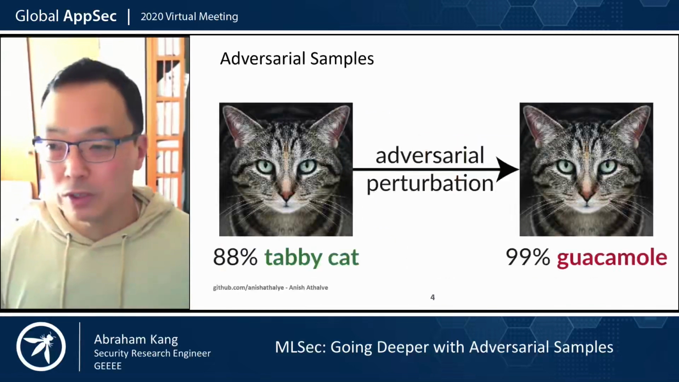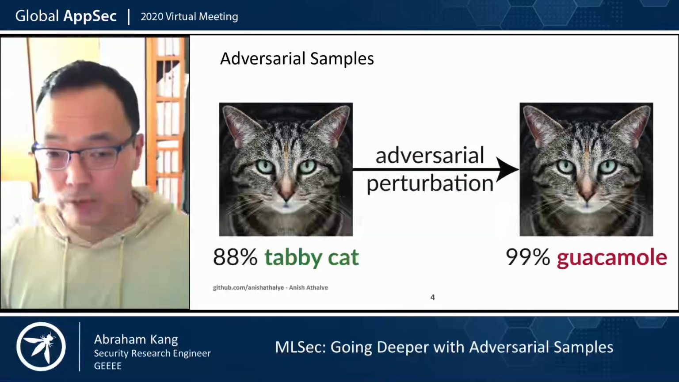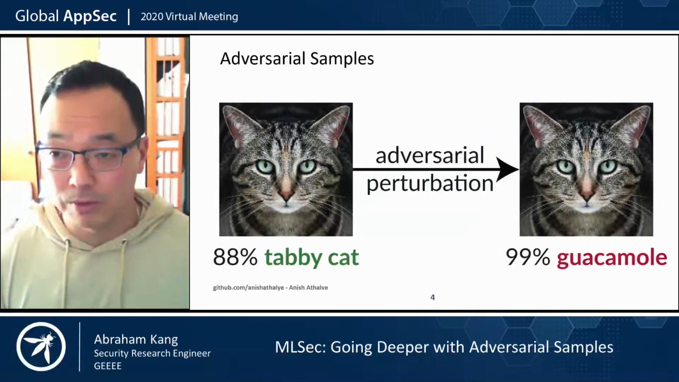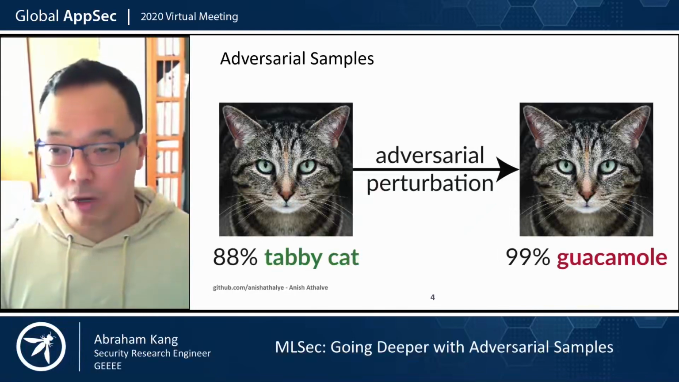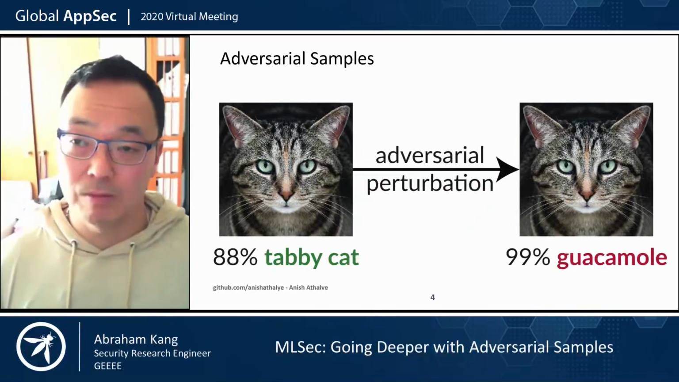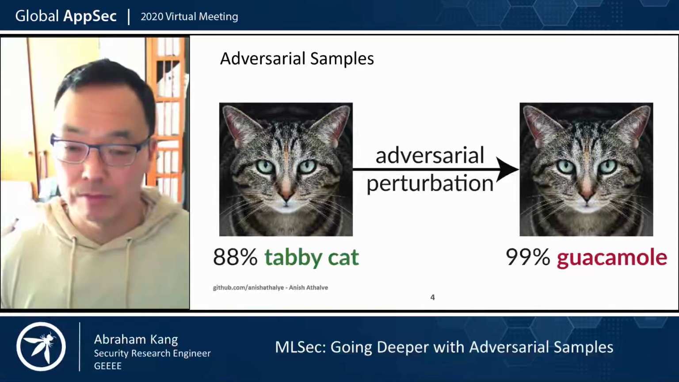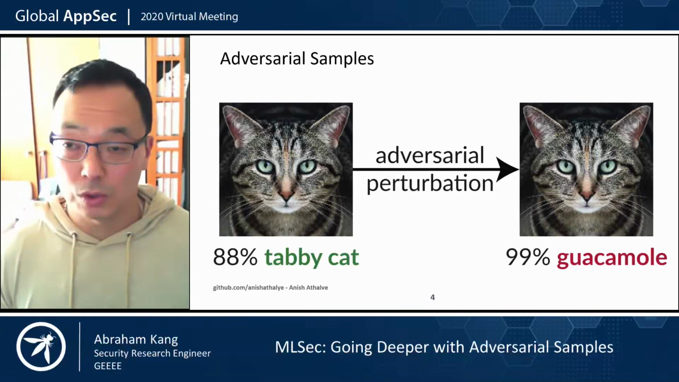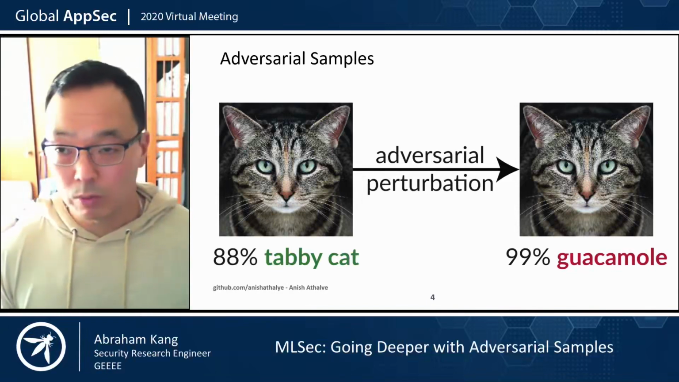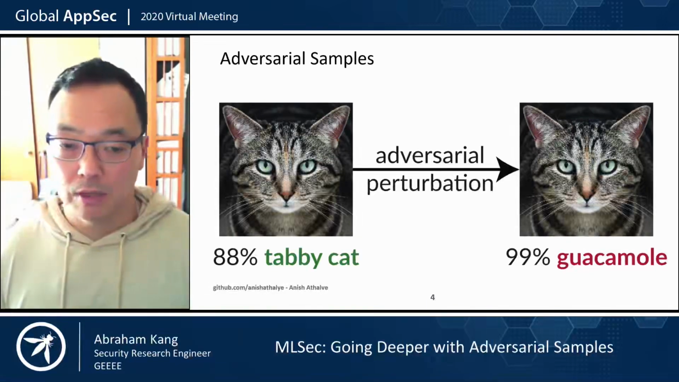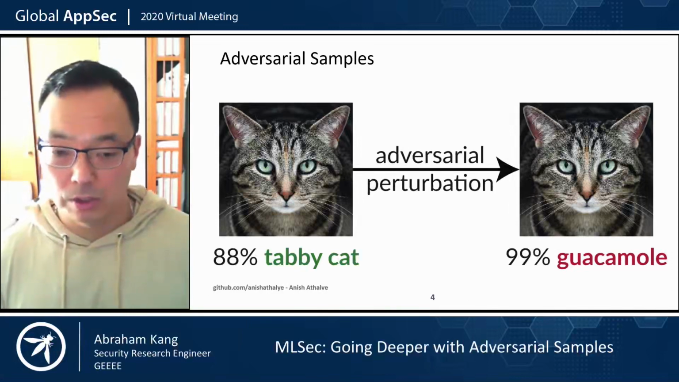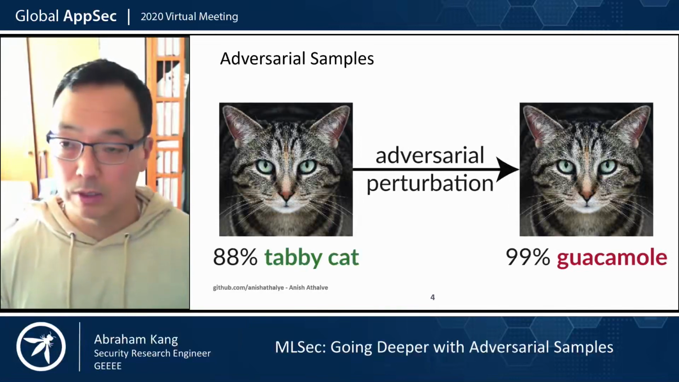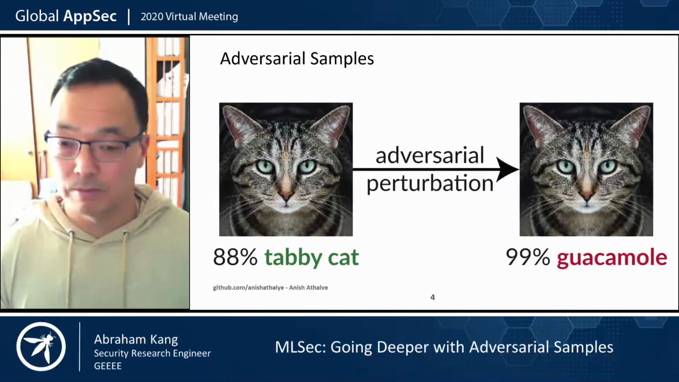So what are adversarial samples? Well, think of a machine learning model that takes images as input, and on its output, it tells you what it thinks the image is of, and it gives you a certain percentage confidence. So on the left, we have a picture of a cat. When we run it through the model, if we don't mess with the image, it's going to produce an output like tabby cat, with a percentage that's pretty confident.